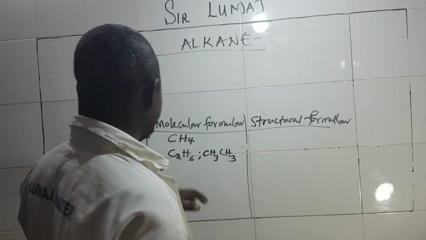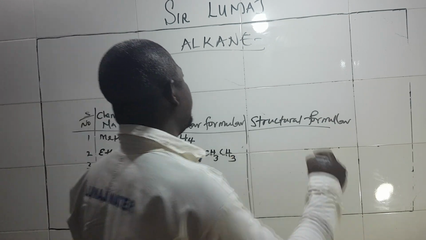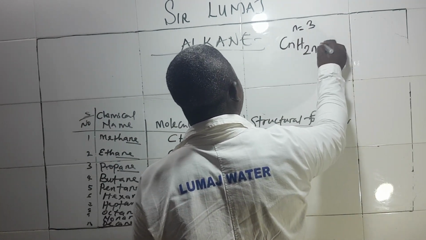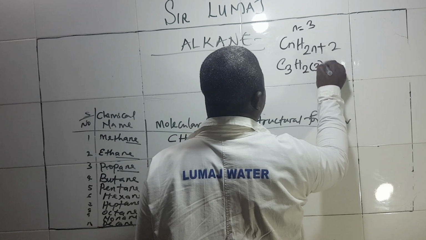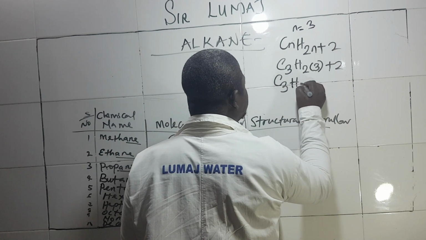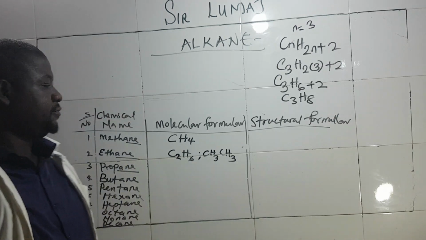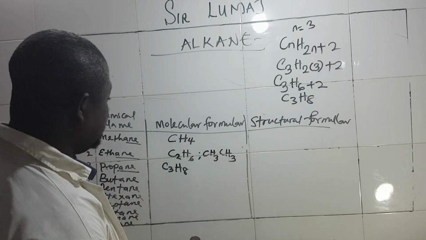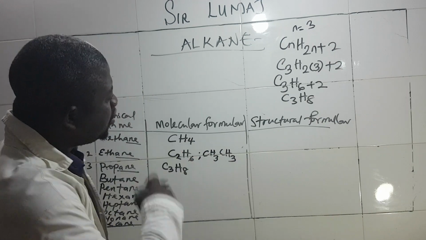CH3CH3. And for this, let me go to propane before I talk about the structural formula. For propane, we have n equal to 3. Don't forget CnH2n+2. So it becomes C3H2(3)+2. So we have C3H6 plus 2. That is C3H8. Propane is C3H8. Don't forget, you're going to do the rest as your exercise. So we have C3H8. Let's go to the structural formula.